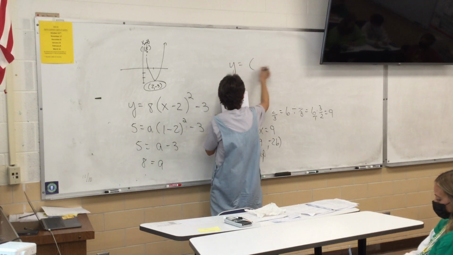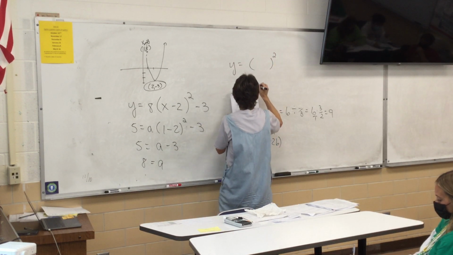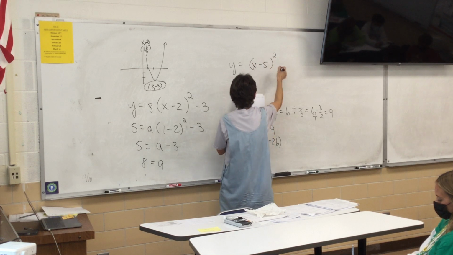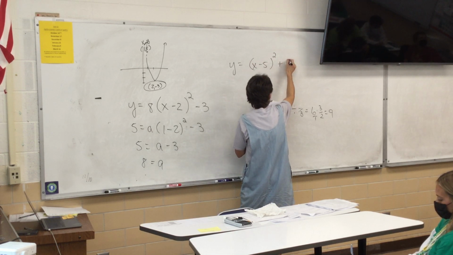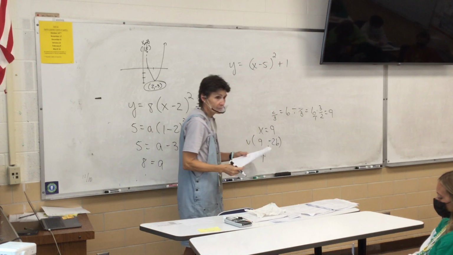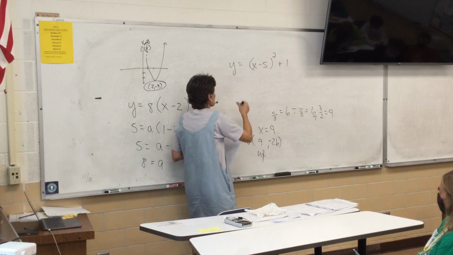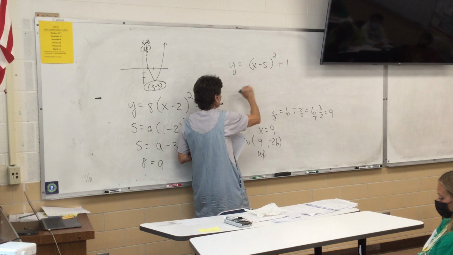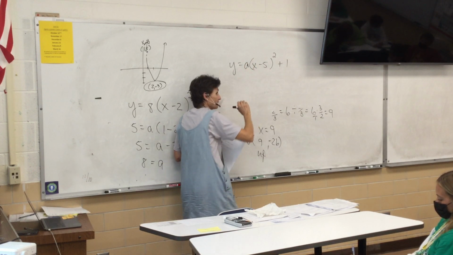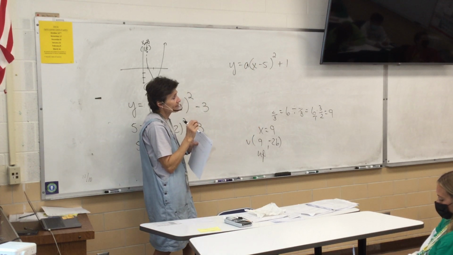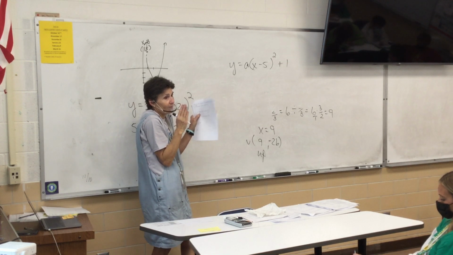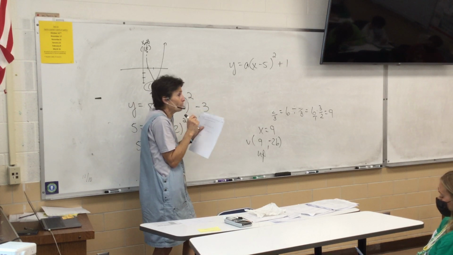Y equals, what's in the parentheses? X minus 5, and then this will be plus 1? Is everybody okay with that, given the vertex you were given? So again, this is a beautiful start, but we need to know what that multiplier is out in front that's going to control how fat or skinny I am and which way I open.